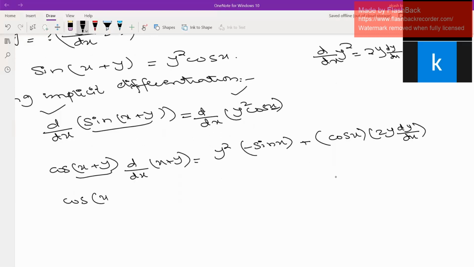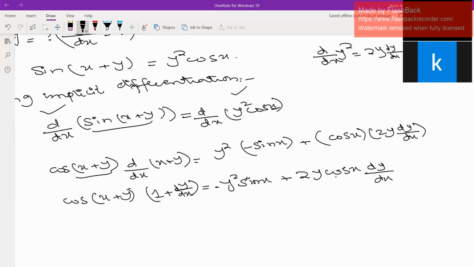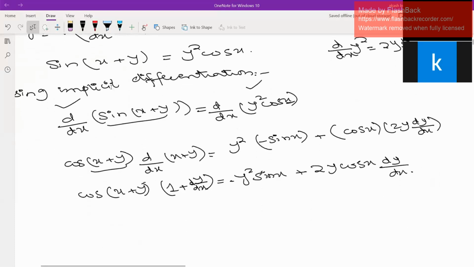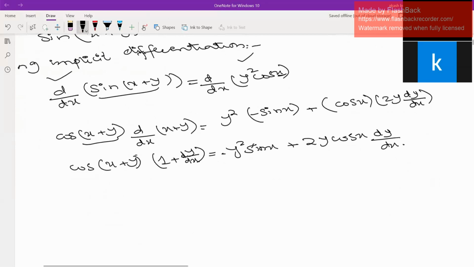So cos of x plus y. If we differentiate the x with respect to x, it becomes 1. Right? And if we differentiate the y with respect to x, it becomes dy over dx. This is equal to minus y square sine x plus 2y cos x dy by dx. What we have to find out? We have to find out dy by dx. So we have to arrange our equations.